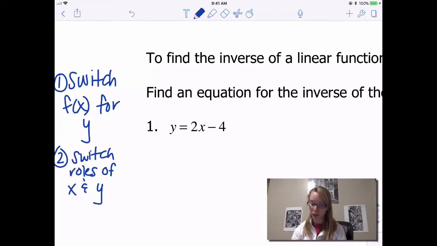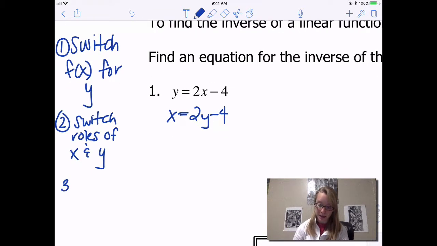This one we can actually do. I have y and x, and I'm just going to switch where they are in the equation. So that will mean x equals 2y minus 4. That step is not too hard, but it's essential. You can't forget that one.